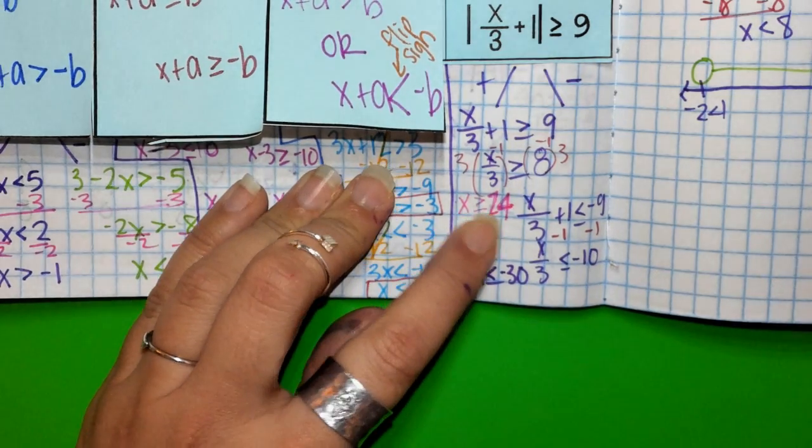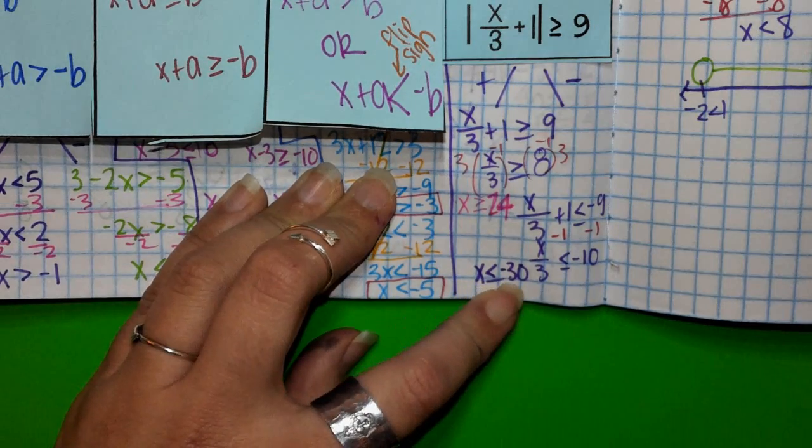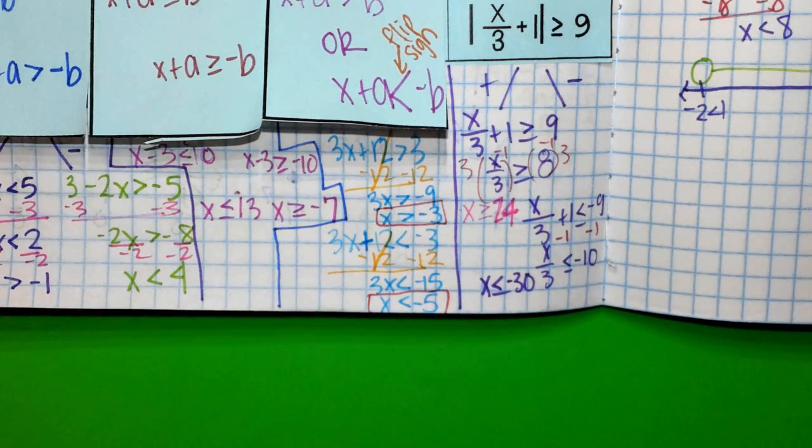So x is greater than or equal to 24, or x is less than or equal to negative 30. What do we need to do now that we have solved it? Wrap it. Is everybody ready? Almost.